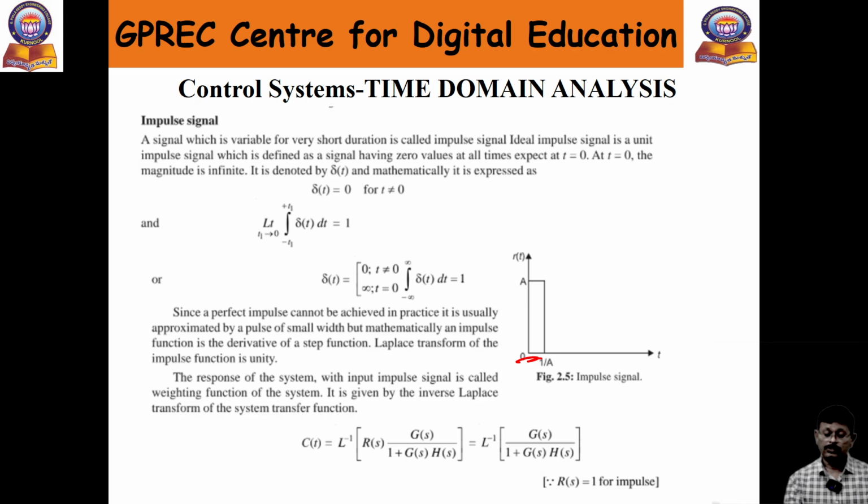Okay, so these are the representations. The limit from t tends to 0 minus to 0 plus of del t dt equals 1. If you differentiate this, you will get only one value. So R of s is equal to 1. So for an impulse, R of s is also 1, because it is constant, right? So this is the response of the impulse signal, right?